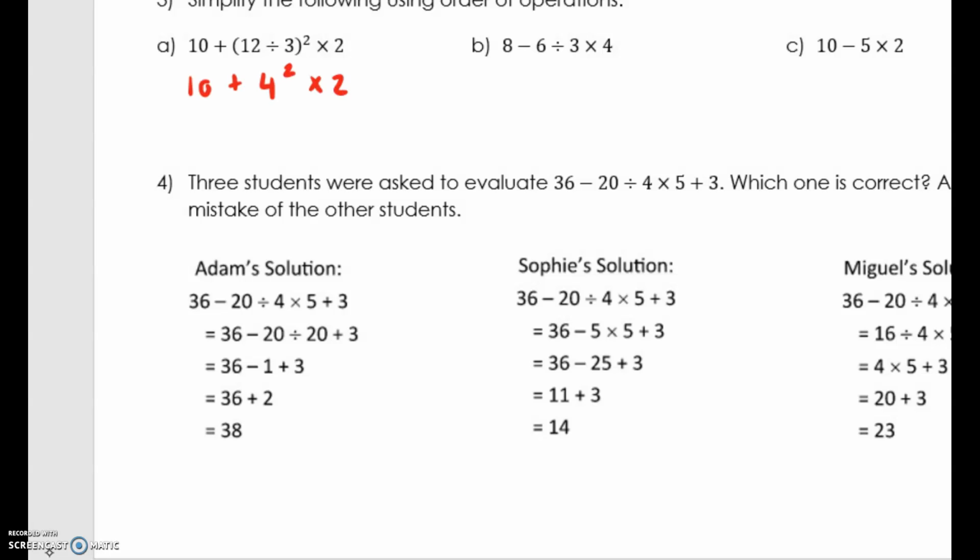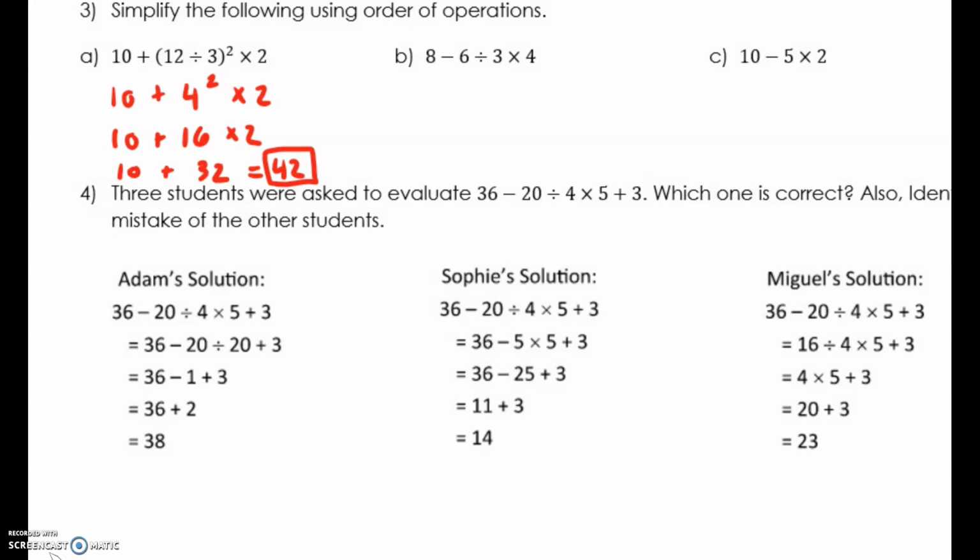Okay, next is going to be our exponents. 4 squared is 16. Okay, now the next thing comes multiplication. 16 times 2 is 32. So I have 10 plus 32 giving me 42. All right, if you type that in your calculator correctly, you should be getting the same answer that I get.